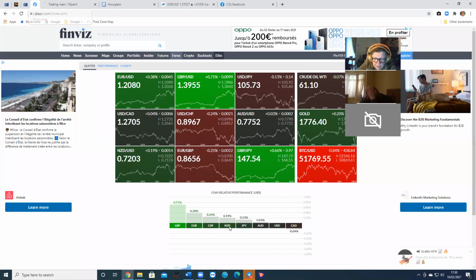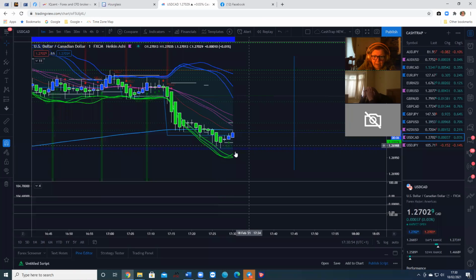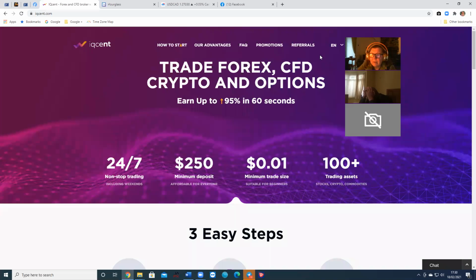US dollar's dropped below. That's the current. Yeah, they're very similar near the bottom, hence that low movement in the day's range. So let's have a look here. What's the price on the broker? Oh, that's great, isn't it?